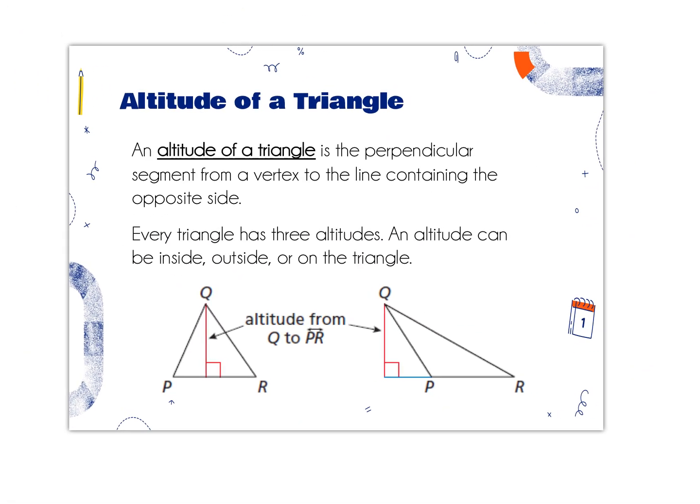Now that we've done medians and centroids, we're going to get to altitudes. And again, altitude is a different thing. Again, we're going to vocab here. The altitude of a triangle is the perpendicular segment from a vertex to the line containing the opposite side. So it's a perpendicular segment. Notice it's not a perpendicular bisector. It doesn't split the other side in half. It just is a perpendicular line from the vertex to the line on the opposite side.